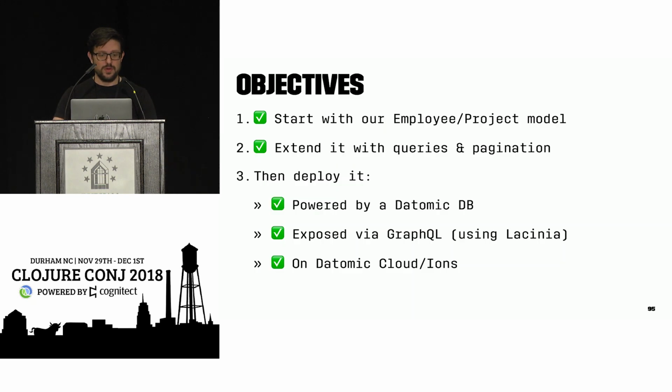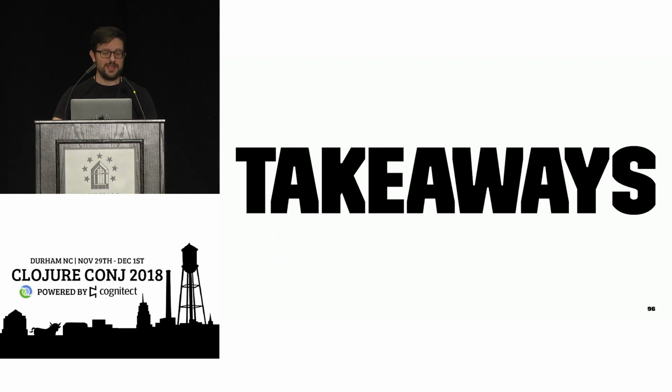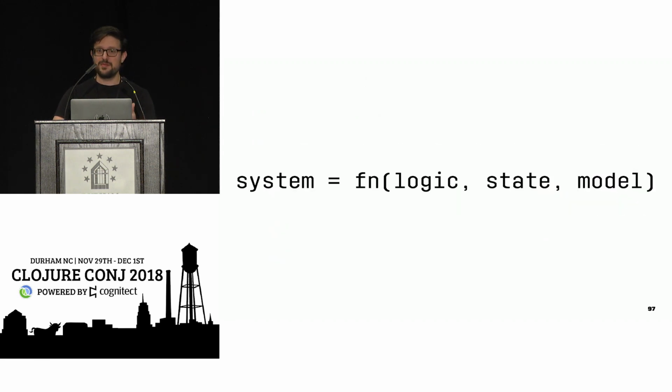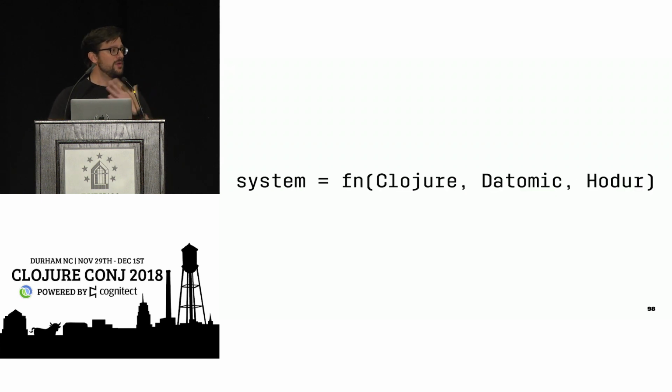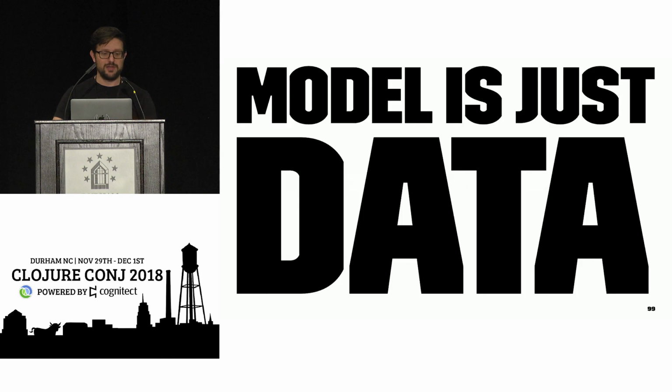And if you go back to the objectives we had, we started with that simple model. We extended it, and we deployed it on Datomic DB using GraphQL and on Datomic Cloud Ions. Some of the takeaways: a system is that simple, right? A function of logic, state, and model. In my world, this is the way that I like doing this. You know, Clojure, Datomic, and Holder. It doesn't need to be this, but it's a good value to have.